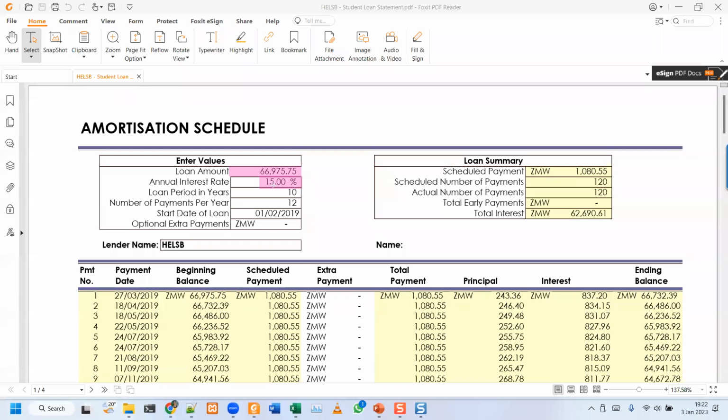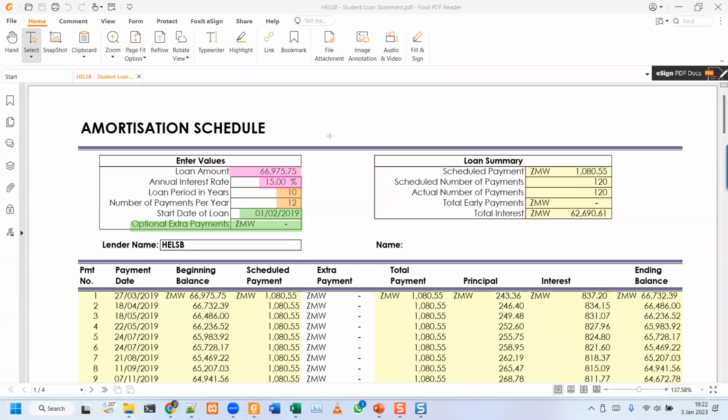For now, they have seemingly standardized the loan period. So the loan period in this case will be 10 years, and you're going to make 12 payments every single year. So far, so good. All this information seems to tick out as far as what you should know about your loan. Then you have a start date, and then there's a section here that has been given for optional extra payments. In this case, the student did not make any optional extra payments.